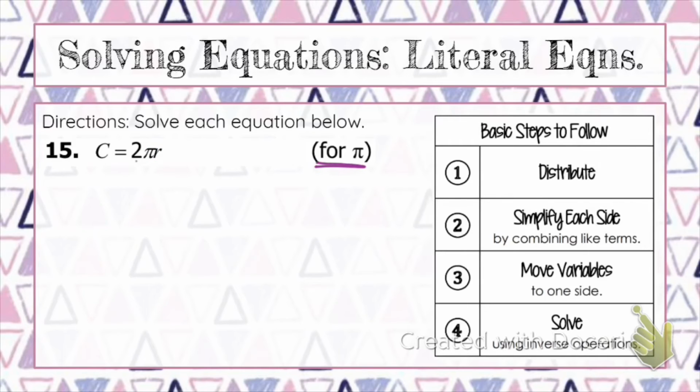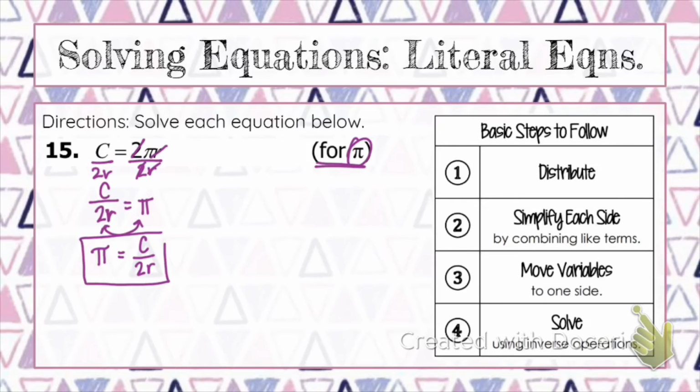Pi is being multiplied by 2 and multiplied by r. So if we were to divide both sides by 2r, these 2's would cancel and these r's would cancel. And that would leave us with pi by itself. And over here, we would just have it written as c over 2r. Now, since we're solving for pi, we want to have pi on the left side of the equation. So we're just going to swap the sides. And we're going to write it as pi equals circumference over 2 times the radius. And that's our answer. You don't have to solve and get a number. This is just changing the form of the equation, basically.